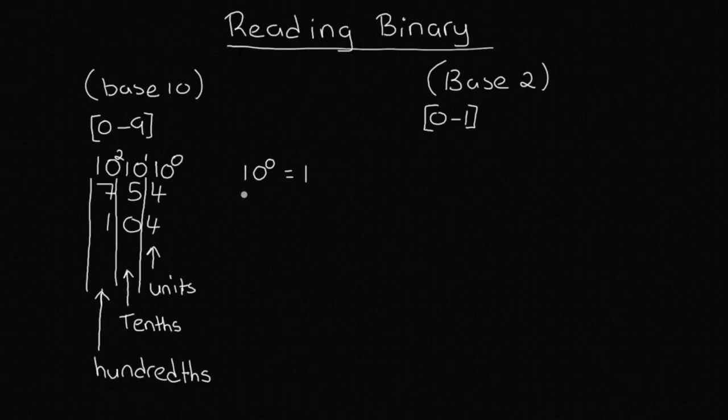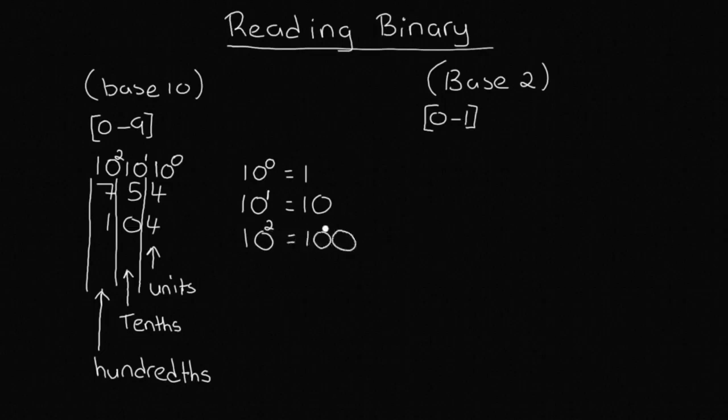Now we start to change a little bit when we get to 10 to the power of 1. 10 to the power of 1 is the same as saying 10. So if this was 5 to the power of 1, it would be 5. If it was 2, it would be 2. Now we step it up again and we go 10 to the power of 2. In this example, 10 to the power of 2 is equal to 100.